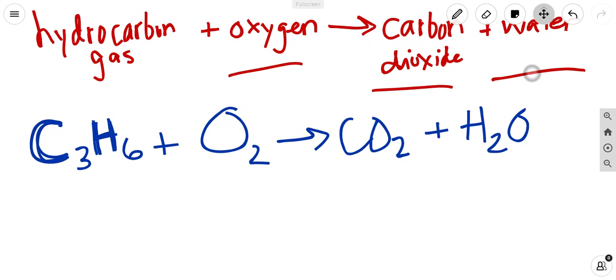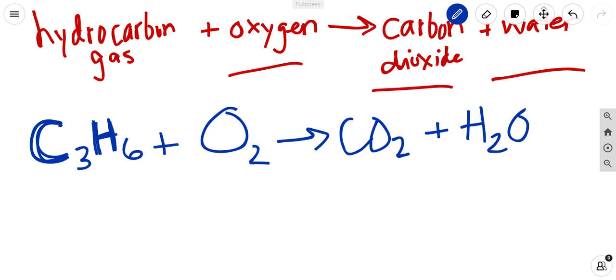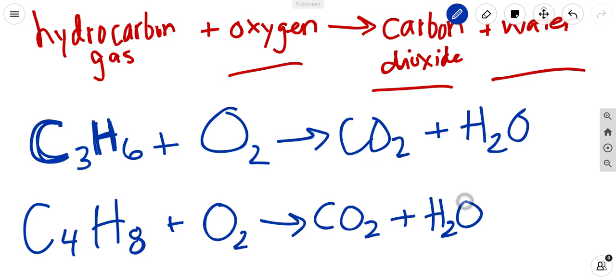Next, maybe you're working in a lab, or maybe you have a butane lighter that you use to light a grill. Butane is C4H8. So the only thing changing are these little subscripts down here. All right, oxygen is still needed to support a fire. It's always going to produce smoke. It's always going to produce water.